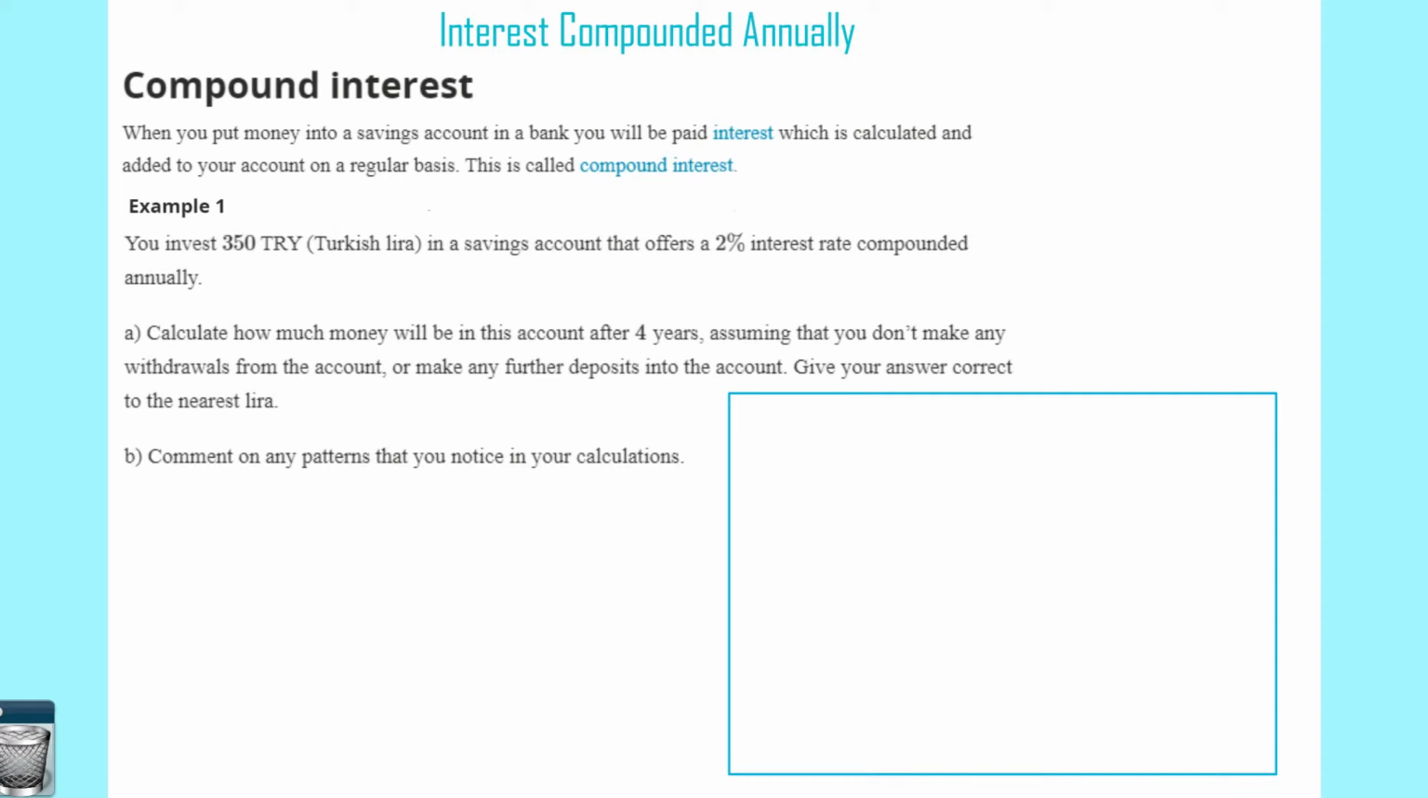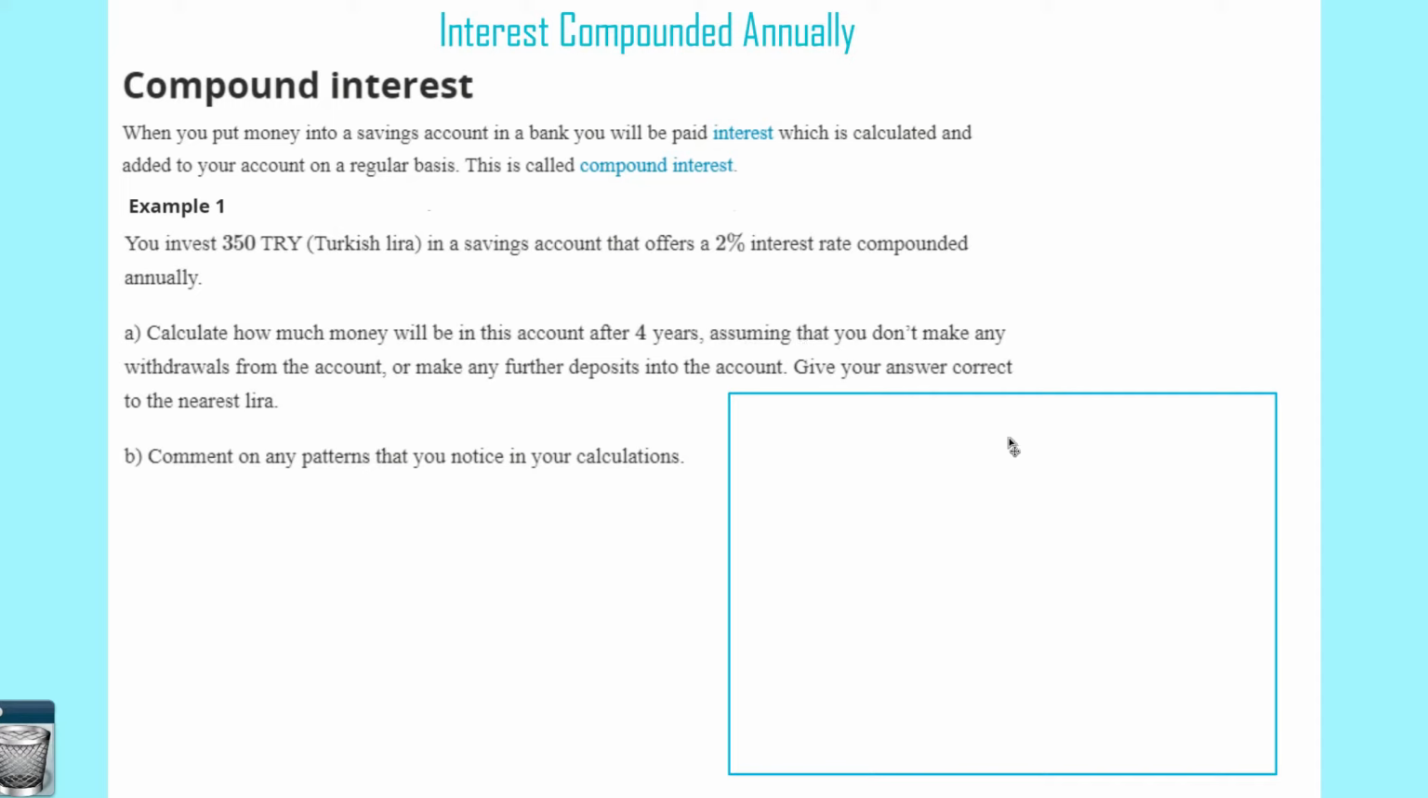So here we've got our example. We have 350 Turkish lira in a savings account that offers a 2% interest rate compounded annually. So every year they get a little bit more. We want to calculate how much money will be in this account after 4 years, assuming we're not touching the money. It's just sitting there, collecting.